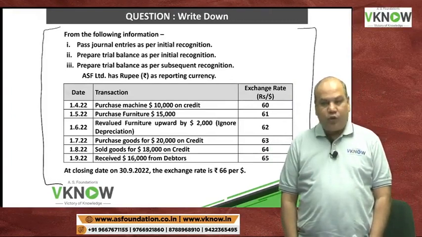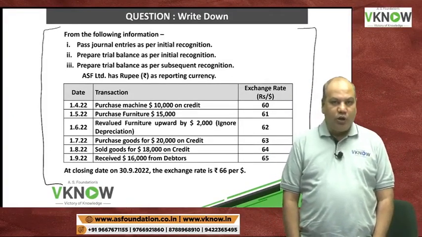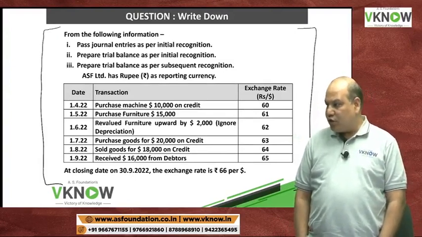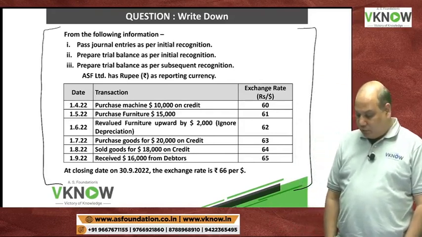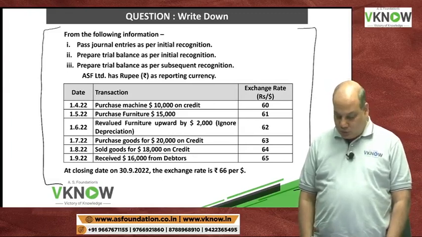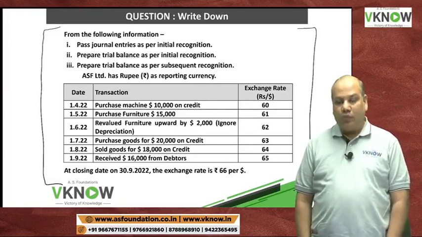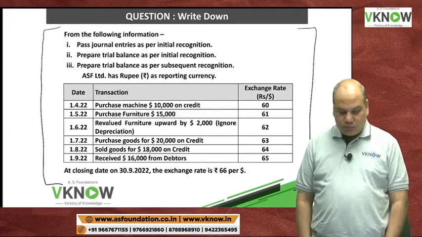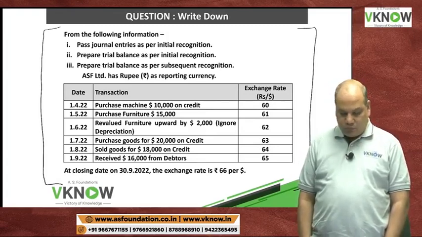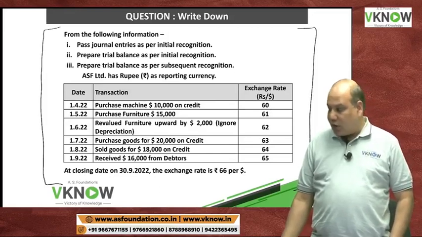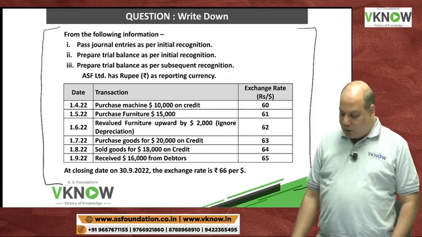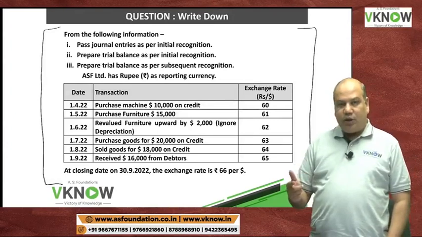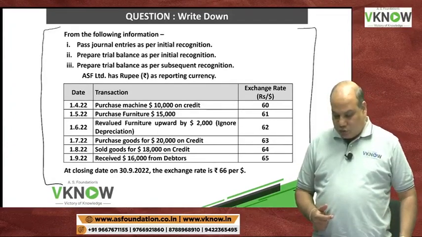So please write the heading: from the following information, point one, pass journal entries as per initial recognition. Second, prepare trial balance as per initial recognition. Third, prepare trial balance as per subsequent recognition. Pass entry, prepare trial balance. So we have to do that exercise.